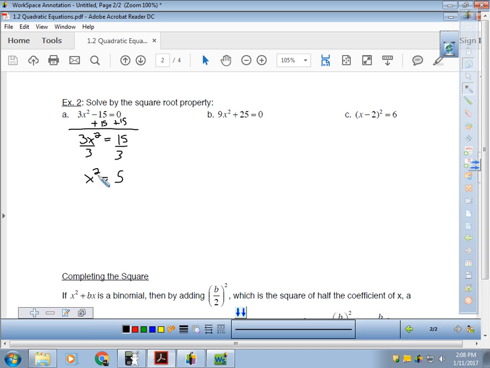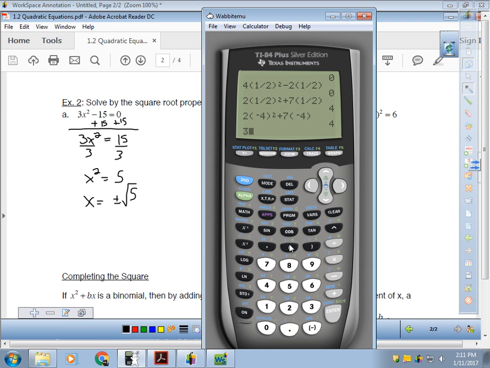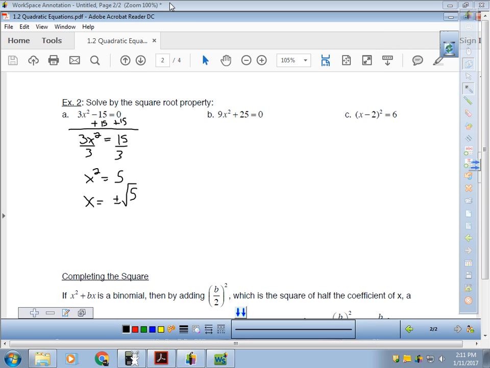And then to get rid of the square, we're going to take the square root. But remember that we have a plus or minus. So this is plus or minus the square root of 5. And so I'm going to check those answers, make sure that they work. So 3 times the square root of 5 squared minus 15 does equal 0. 3 times negative square root of 5 squared minus 15 also equals 0. So they both work. The positive and the negative both work. So I'd come down here and I'll just box in my answer.